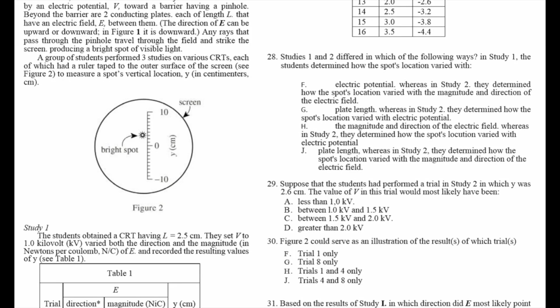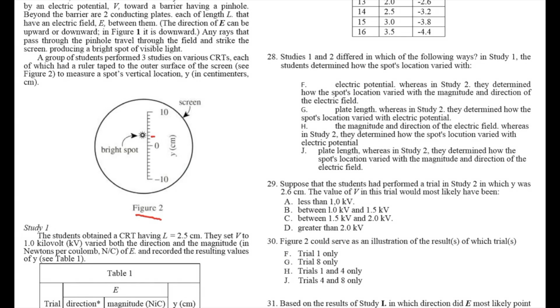Question 30 says, Figure 2 could serve as an illustration of the results of which trials? Okay, so let's go over to Figure 2 here. This is what we're dealing with. And we see that there's a bright spot, and it's a positive number. It goes from 0 to 10 here. It's not in the negative range. And we can count here 1, 2, 3 centimeters up. So it looks like the bright spot in Figure 2 is just about 3 centimeters up.